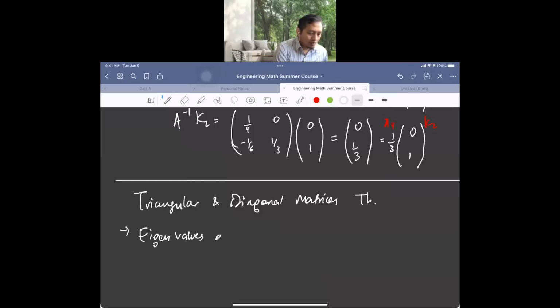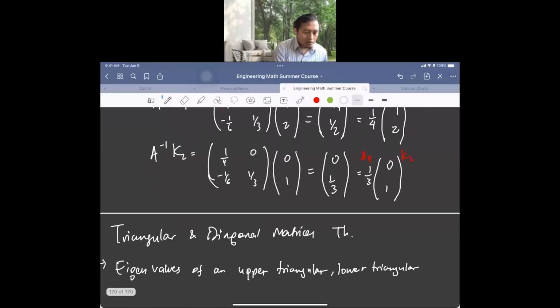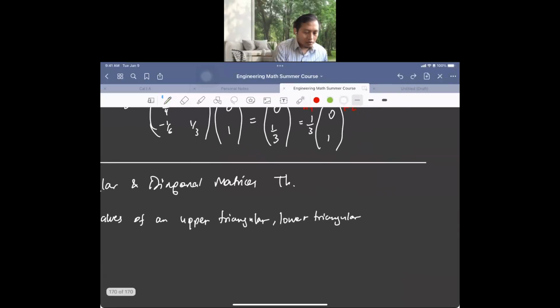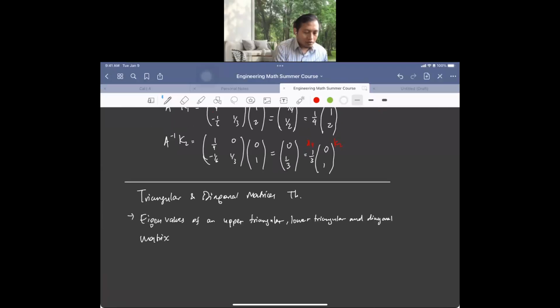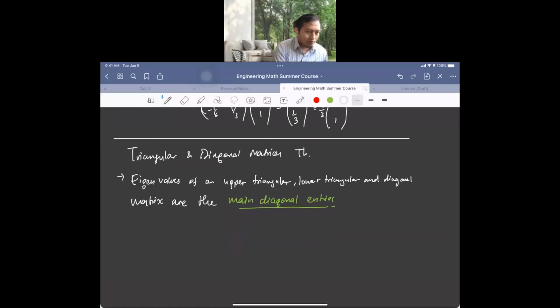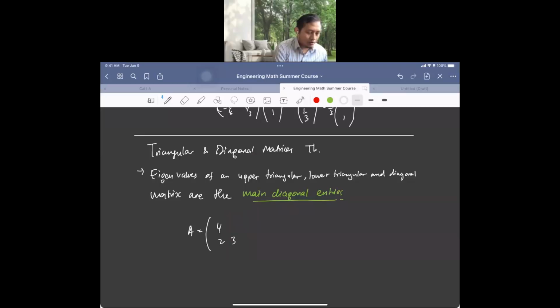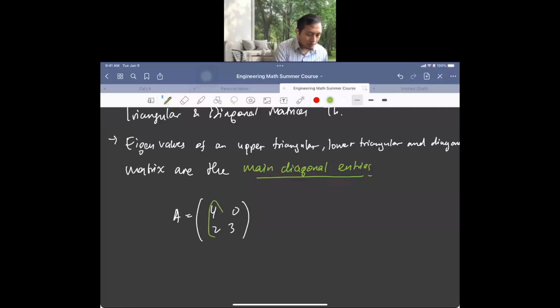So the eigenvalues of an upper triangular, lower triangular (this is lower triangular, we have 0 here, right?) and diagonal matrix are the main diagonal entries. So when we have A with 4, 3, it means that this is lower triangular. So we say that the eigenvalues are these: eigenvalue 1, eigenvalue 2.